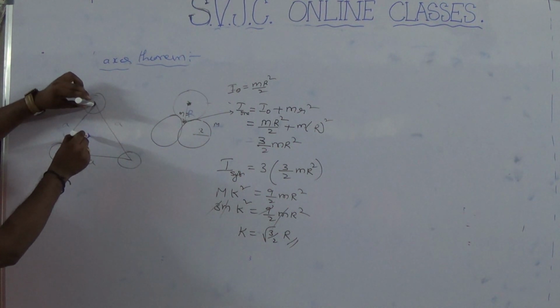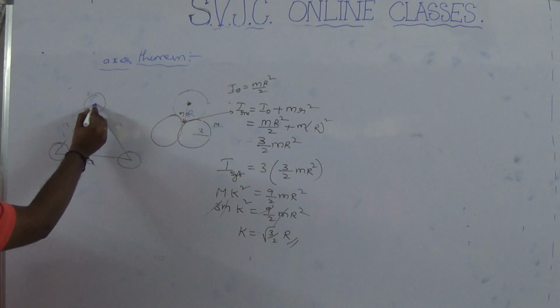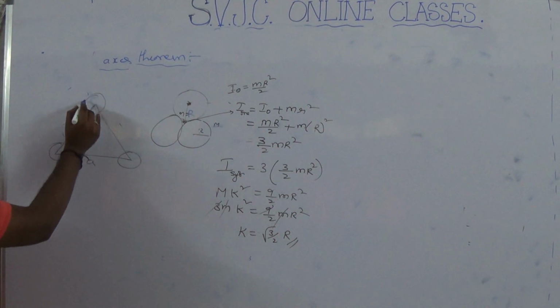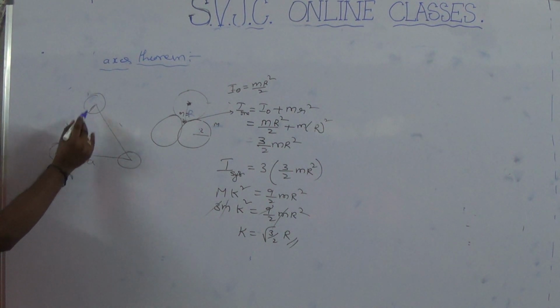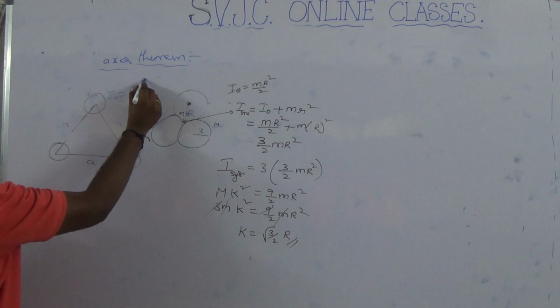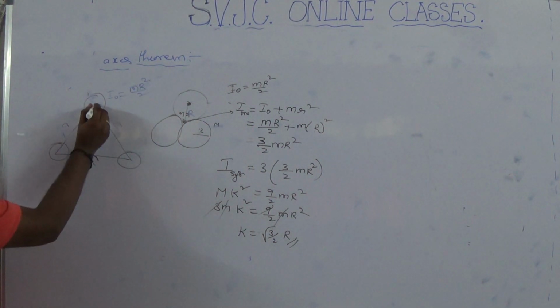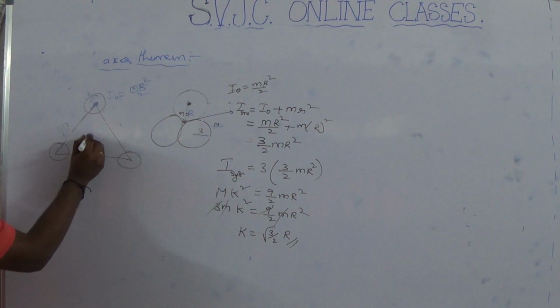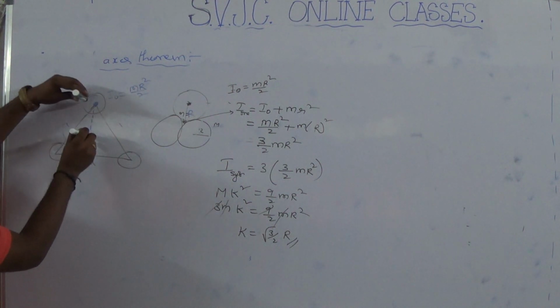These two are again parallel. Here also we use the parallel axis theorem. First I am going to calculate the moment of inertia of this disk with respect to this axis. So we know I naught for a disk is m r square by 2 with respect to one axis. With respect to this axis, the two axes are parallel.